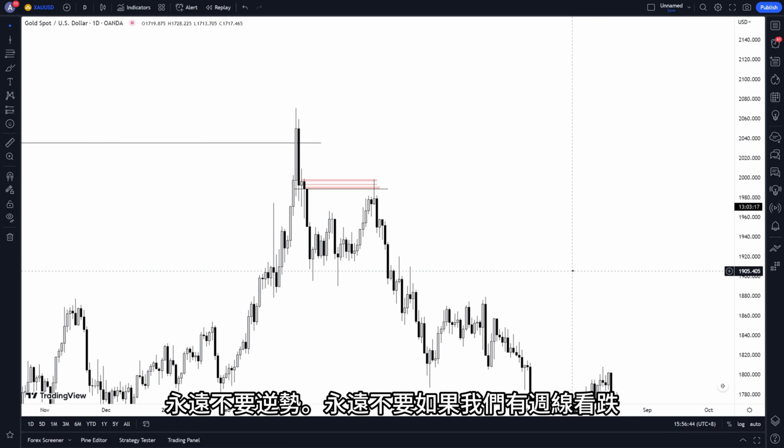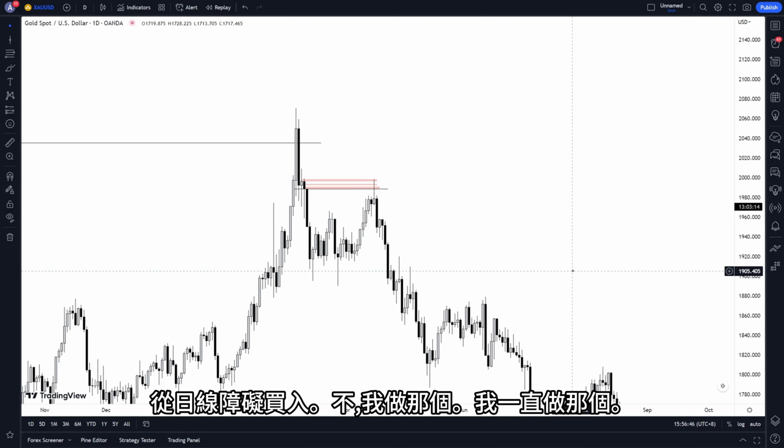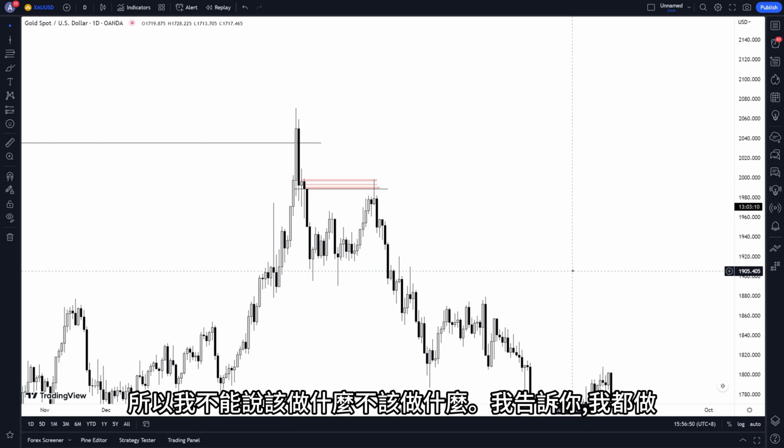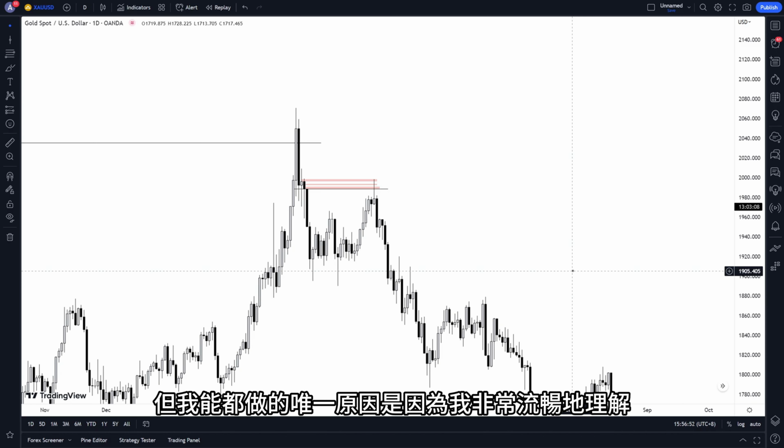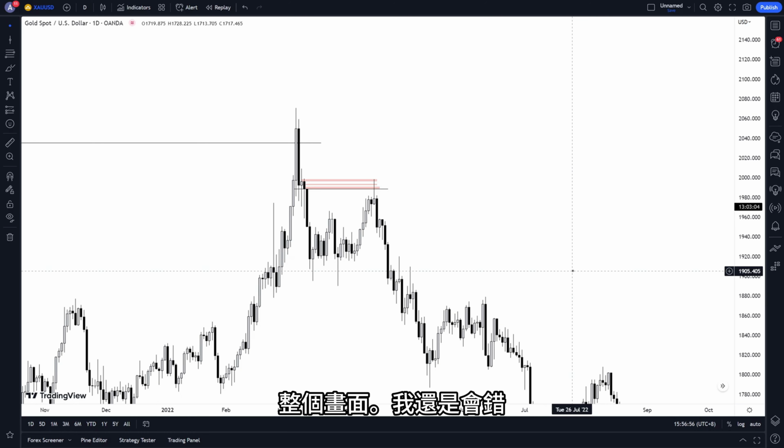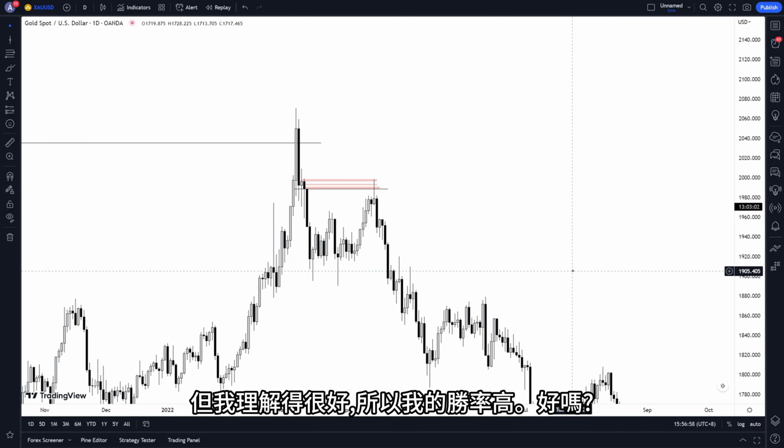Never go counter trend. Never, if we have a weekly bearish, buy from a daily obstacle. No, I do that. I do that all the time. So I can't say what to do and what not to do. I'm telling you, I do it all. But the only reason I can do it all is because I understand the whole picture very fluently.